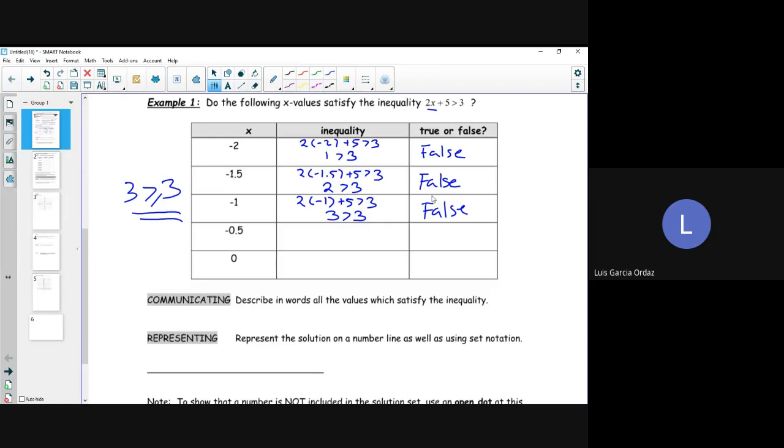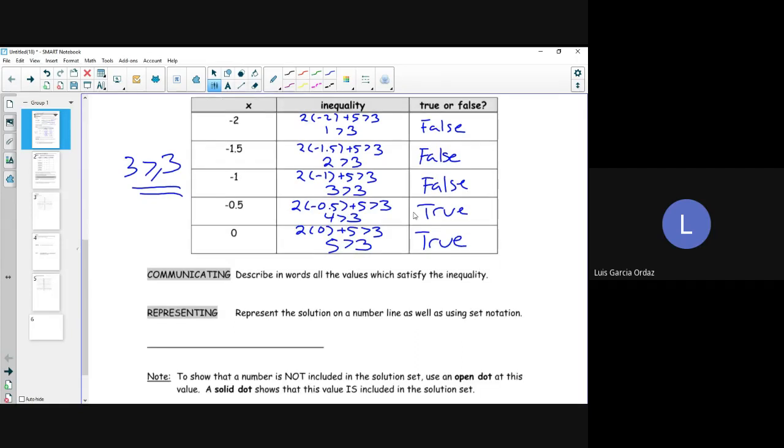And then the next one we have is x equals negative 0.5. 2 times negative 0.5 plus 5 is greater than 3. When we simplify that, we get 4 is bigger than 3. And is that true? So again, 4 is bigger than 3, so this is true. And then the last one we have x is equal to 0. So we sub in 0 for x. 2 times 0 plus 5 is greater than 3. So we get 5 bigger than 3, which is always true.